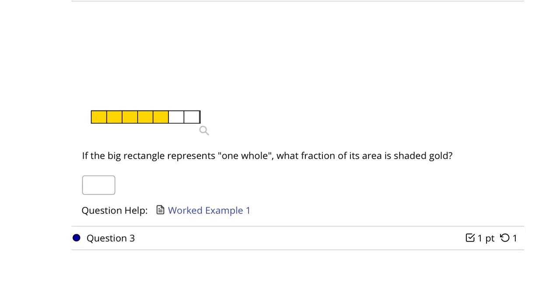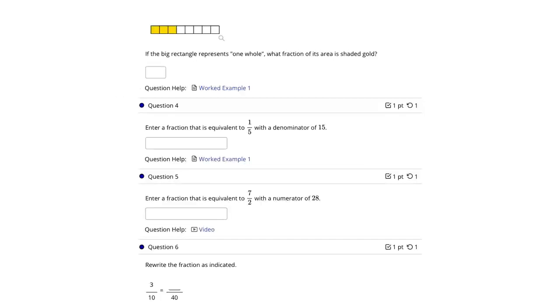This is another one. Goes fast once you know what you're looking for. I see 1, 2, 3, 4, 5 out of 7 total pieces, 6, 7, that are shaded gold. Got to read the directions because sometimes they ask for unshaded. So this time they just asked for shaded, so that worked.